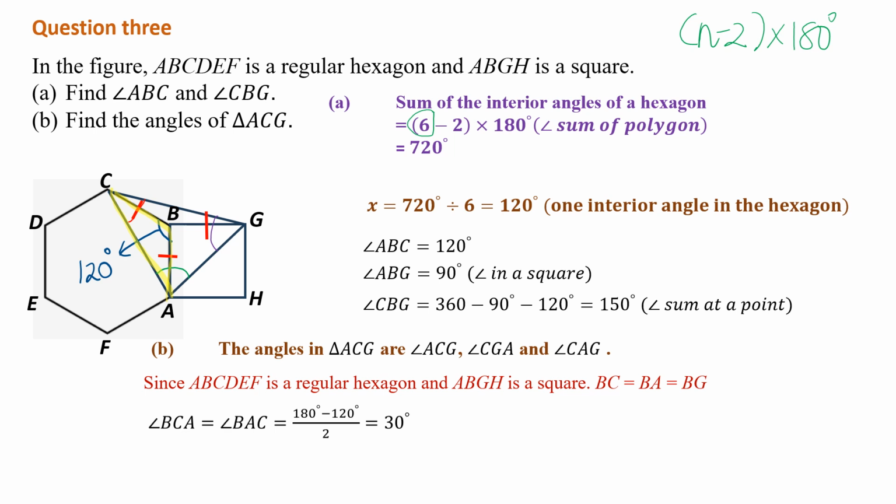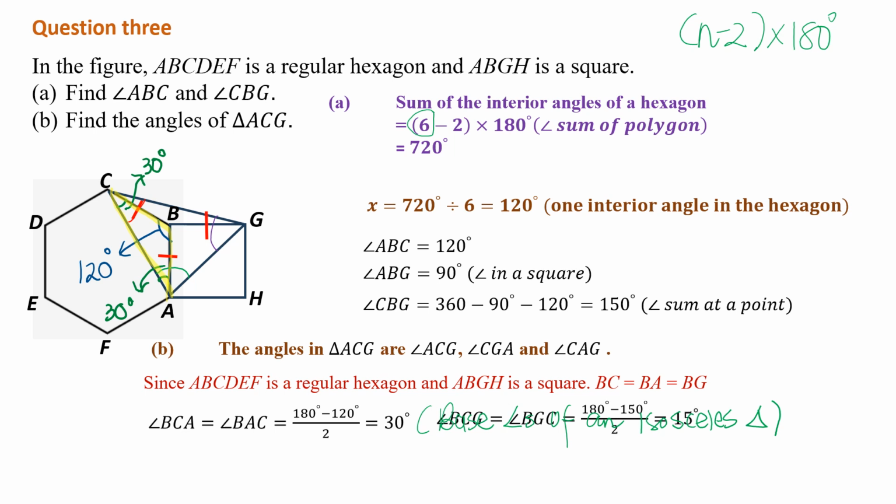So to find BCA, BCA is equal to BAC, which equals 180 minus 120 divided by 2, which gives you 30 degrees. The reason being they are the base angles of an isosceles triangle. All right, then let's go on to find what other angles we need to find. So that's 30, 30.